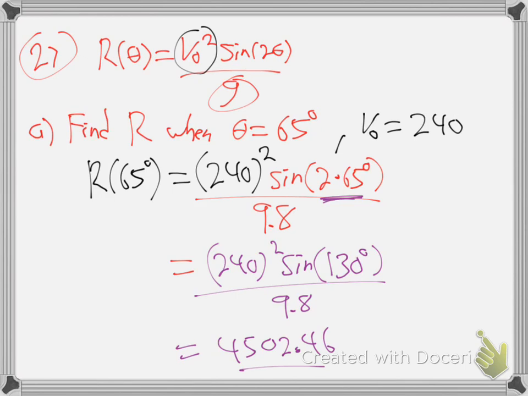4502.46. That's better. Positive distance is always better than negative. So G is going to be 9.8. Yeah, they tell you that right in the problem. Yeah, well, I should have written it. G is 9.8.